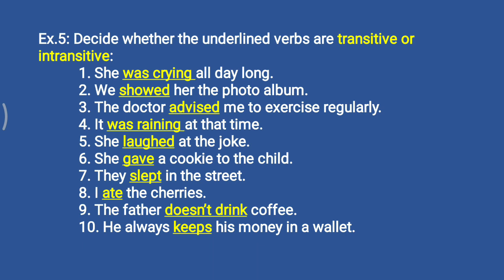I ate the cherries. It is a transitive verb. The father does not drink coffee. It is a transitive verb. He always keeps his money in a wallet. And here keeps is the transitive verb.